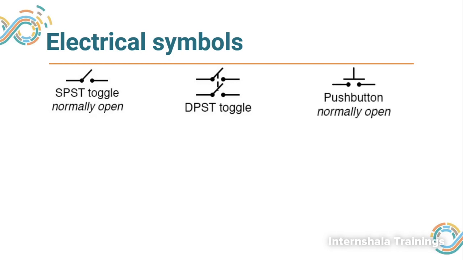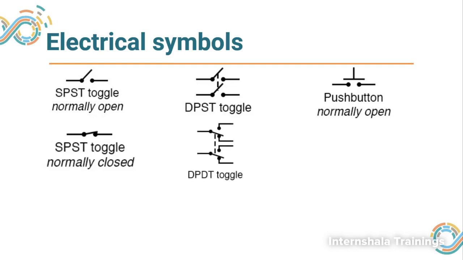Push button, which is normally open, and if you push it, it will be a closed circuit. SPST toggle, it is normally closed and when you toggle it, the circuit will open. DPDT, dual pole dual throw. There are two poles and you can control them independently. Push button, which is normally closed, and if you push it, the circuit will be open.